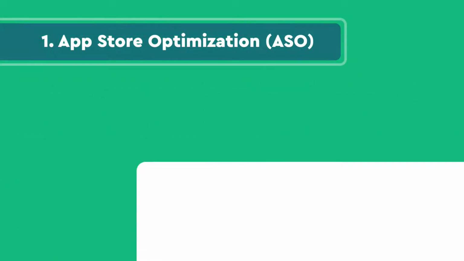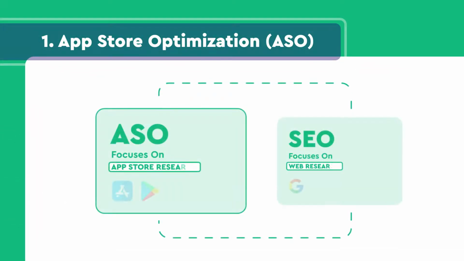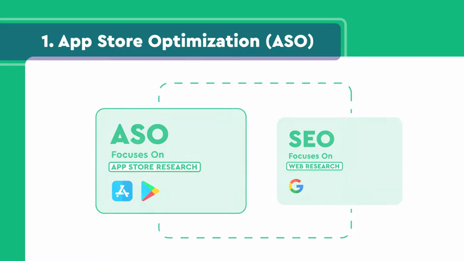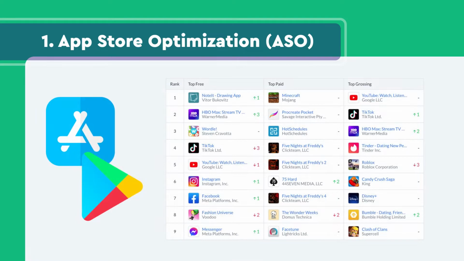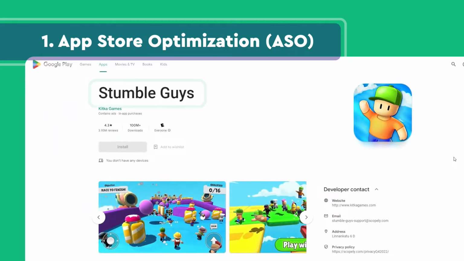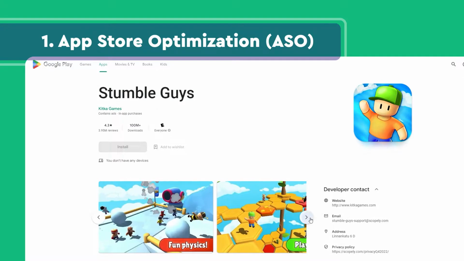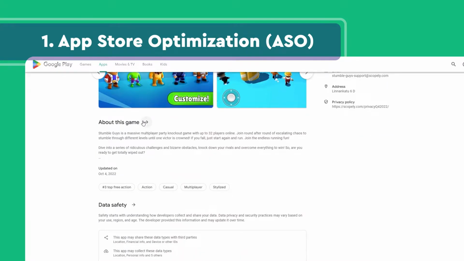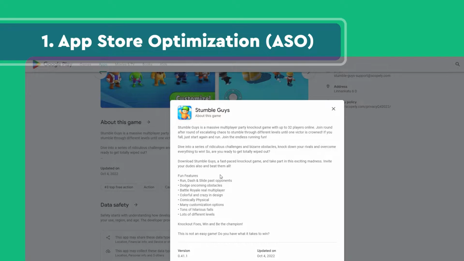The first method would be App Store optimization. ASO is like SEO. Instead of ranking in Google, you can rank your app on the App Store and Play Store. This includes choosing a descriptive app name, displaying the best screenshots, writing a keyword-rich app description, and a lot of other stuff.